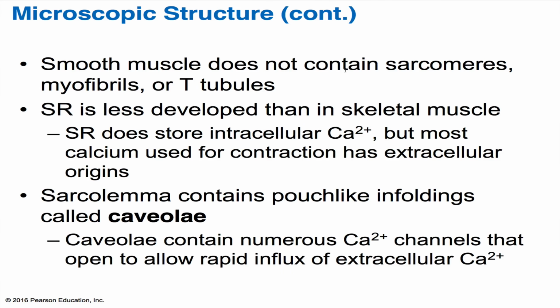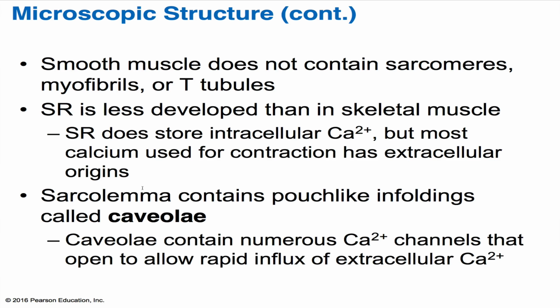Smooth muscles don't contain any sarcomeres, myofibrils, or transverse tubules. The sarcoplasmic reticulum of smooth muscle fibers is much less developed than that of skeletal muscle fibers. In addition, they lack a specific pattern relative to the myofilaments. Some sarcoplasmic reticulum tubules of the smooth muscles end up touching the sarcolemma at several sites, forming what looks like half triads. The sarcoplasmic reticulum does store intracellular calcium, but most of the calcium used for contraction comes from extracellular origins.